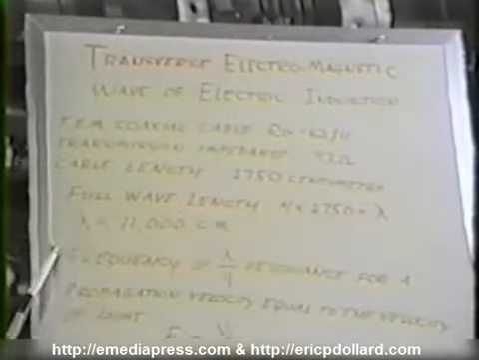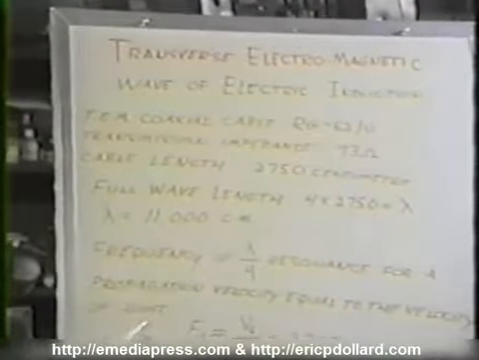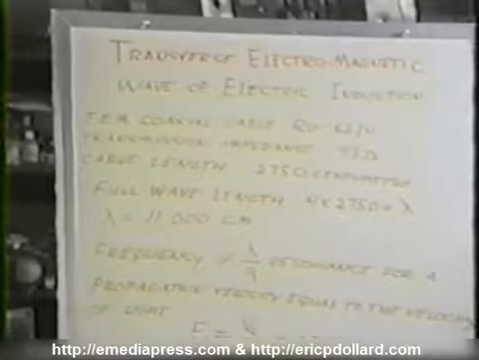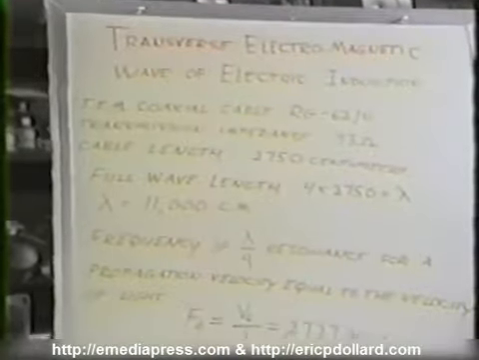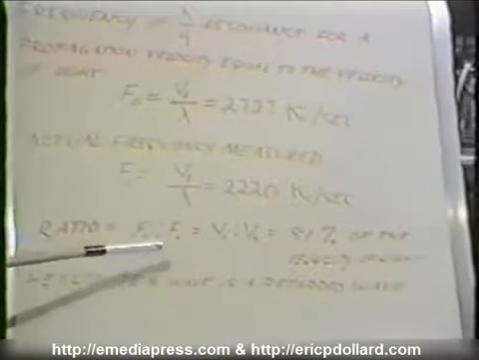Now, based on the velocity of light, frequency of quarter wave resonance for a propagating velocity equaling that of light, the frequency should come out to 2727 kilocycles per second. The actual frequency we measured was 2,220 kilocycles a second. Now if we take the ratio of these two velocities, we find that the propagating velocity along this cable was 81% of the velocity of light.